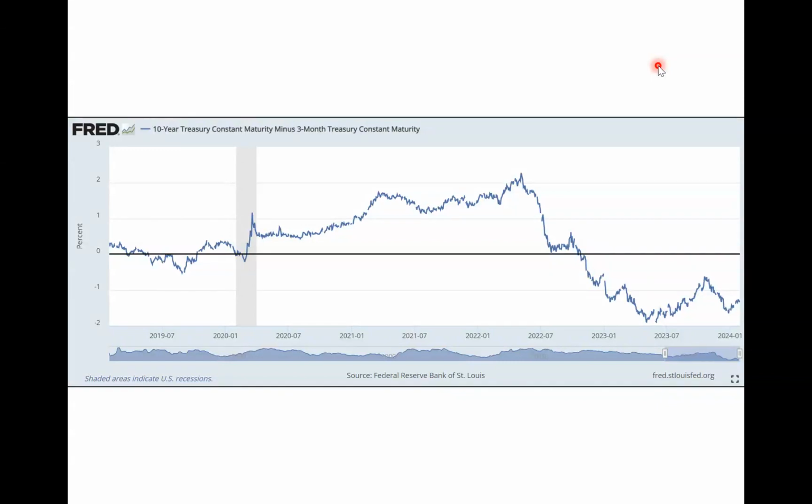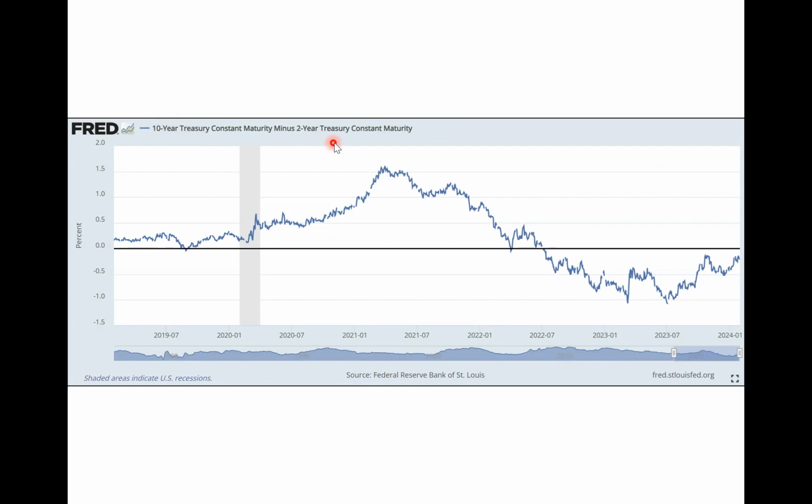So the question is, where is the un-inversion? It's not showing up on the graph. The yield curve continues inverted. The un-inversion is in fact in the 10-year minus 2-year, because the 2-year Treasury is a predictor of the 3-month Treasury yield. So the yield of the 2-year Treasury seems to be a good predictor of the yield of the 3-month Treasury, and also of the Fed funds rate. And as we can see, we have the un-inversion here.